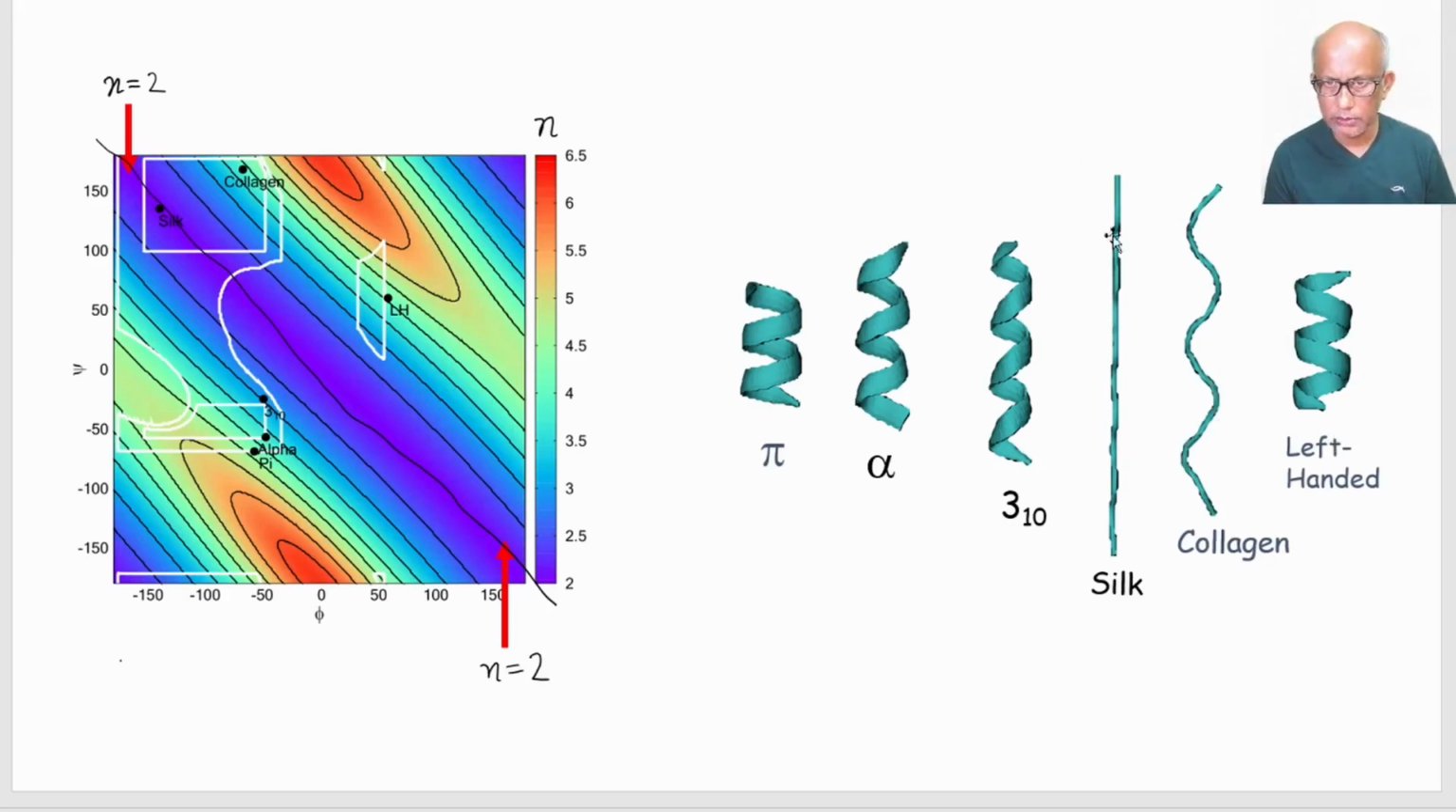The silk fibroin structure is completely stretched, just like a stretched ribbon where the theta value is 180 degrees, N is equal to 2, and so it doesn't have any handedness. If you look at the NH map again, this N is equal to 2 line goes cutting across the diagonal. So any structure in the lower triangle will be right-handed, and those in the upper triangle, which includes the collagen strand and the left-handed helix, will be left-handed.